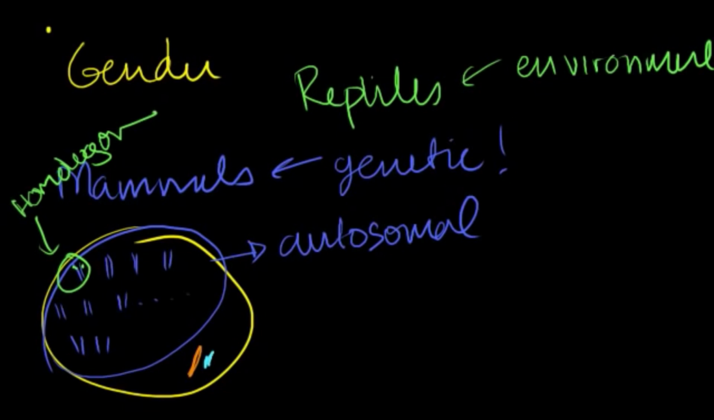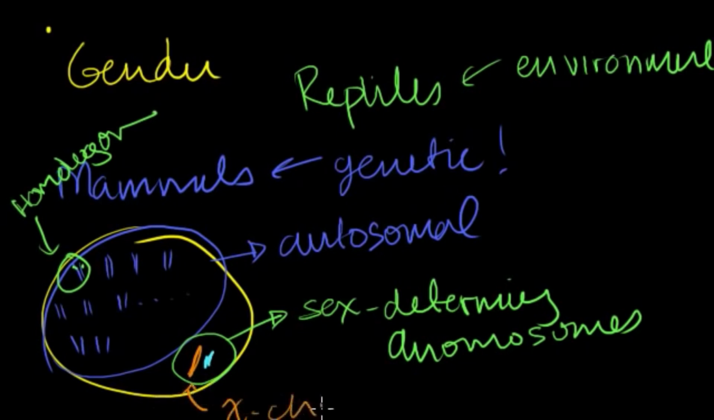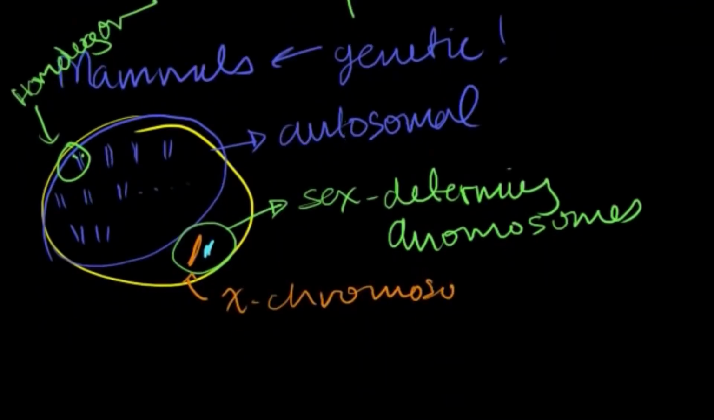And these we'll call our sex-determining chromosomes. And the long one right here, the convention is to call that the X chromosome. Let me scroll down a little bit. And the blue one right there, we call the Y chromosome.